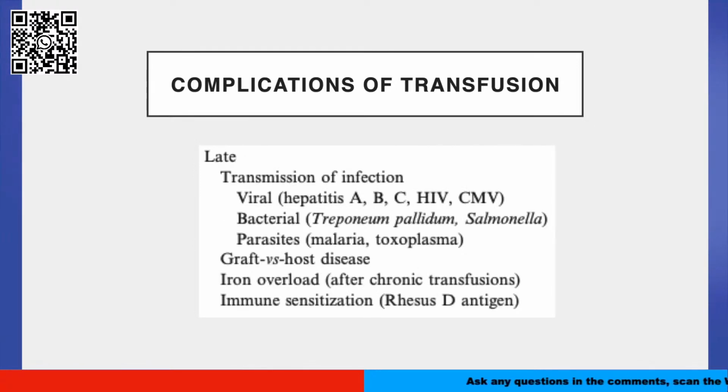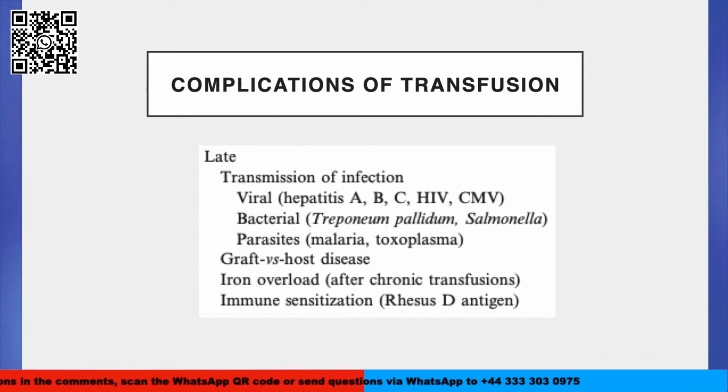Then moving on to later complications, you can have transmission of infection. This can be viral, bacterial, or parasitic. You can have graft versus host disease. You can have iron overload, but this tends to be after chronic transfusions, or immune sensitization.